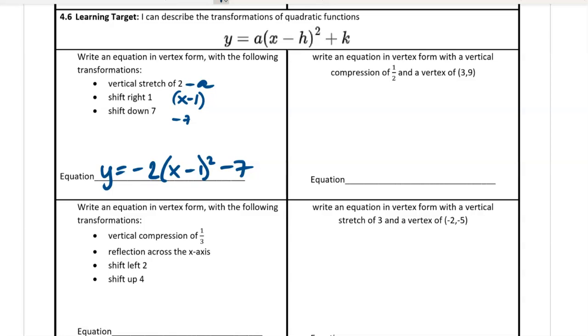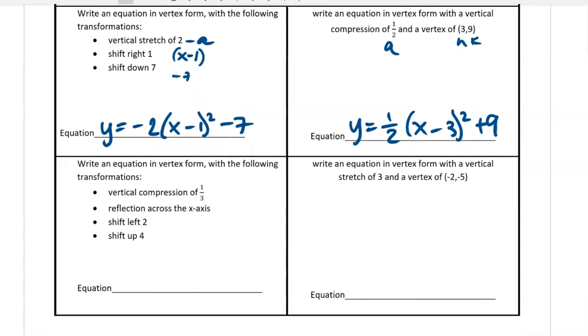Next one, vertex form. Vertical compression of 1/2, that's your a value. Vertex is h, k, x minus 3 squared plus 9. Remember, insiders lie. Last one, or not last one, two more.